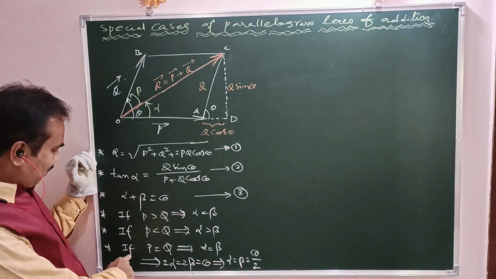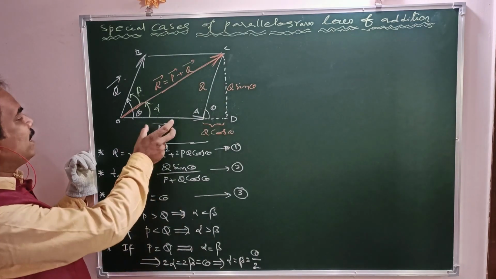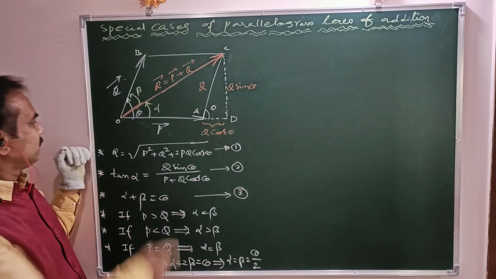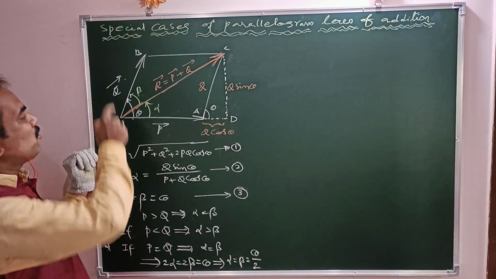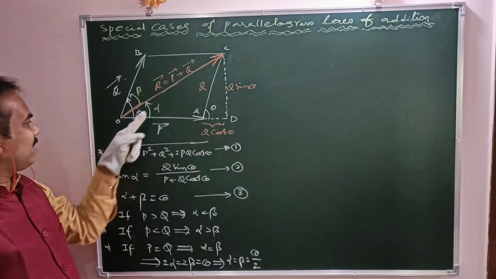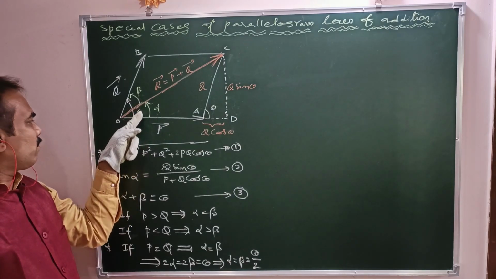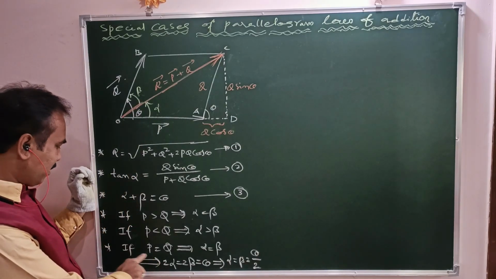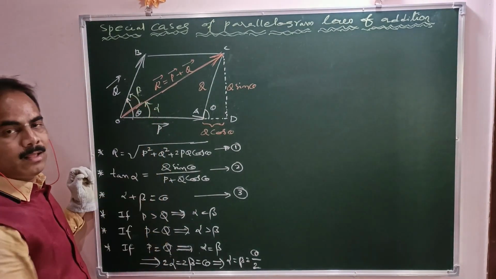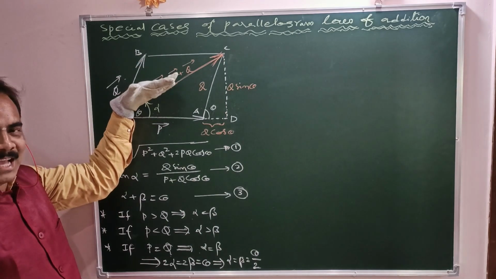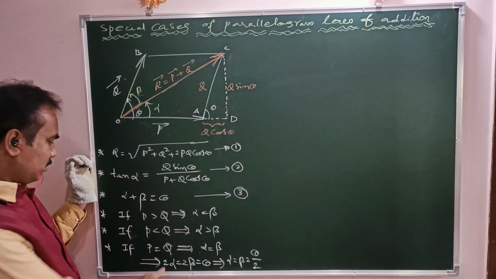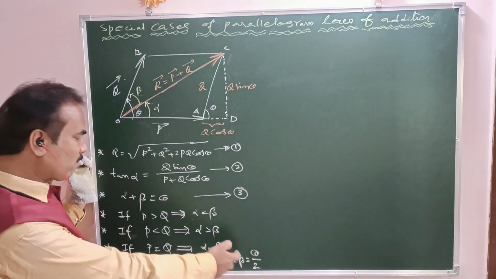In the third case, if p equals q, that is mod p bar equals mod q bar, then the resultant, that is the diagonal, bisects p bar and q bar. It passes midway between p bar and q bar, which implies alpha equals beta equals theta by 2. Why? Because if p equals q, the resultant passes midway, so alpha equals beta.